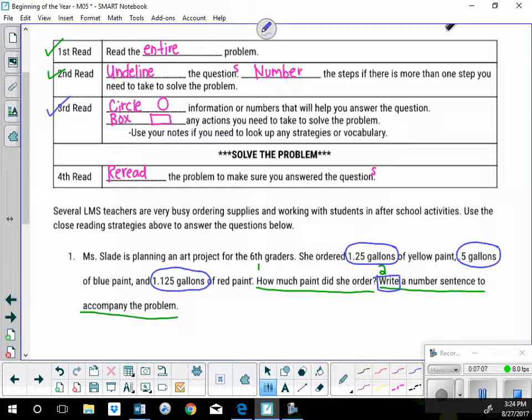Now we're ready to solve the problem. So I notice it says, how much paint did she order? So I'm going to add together all of my values. I also saw write a number sentence to accompany the problem. So I'm going to add 1 2/25 gallons, 5/10 gallon, and 1 125/1000 gallons, all right, equals the amount of paint ordered.